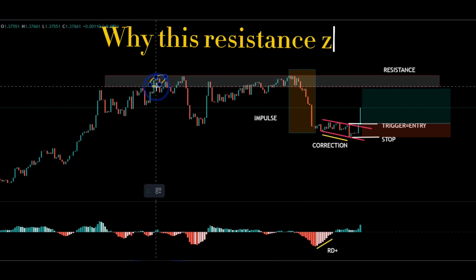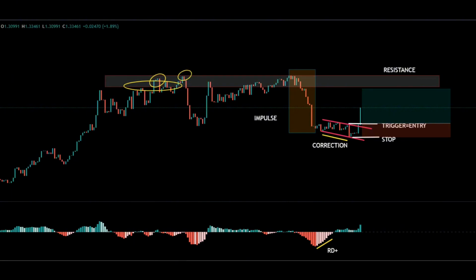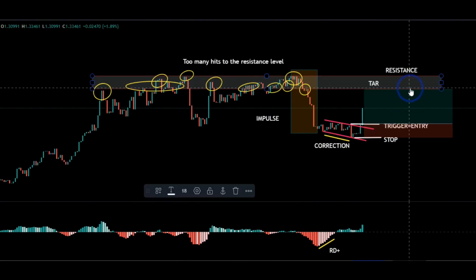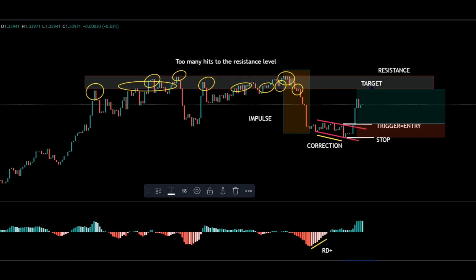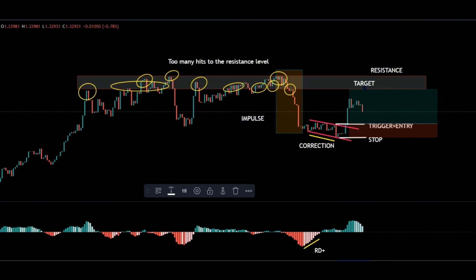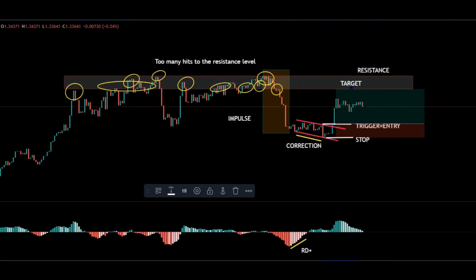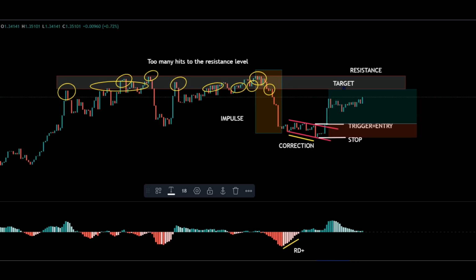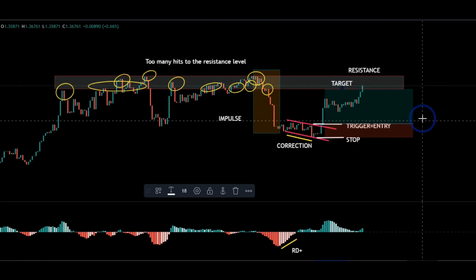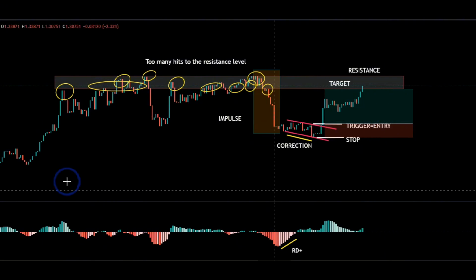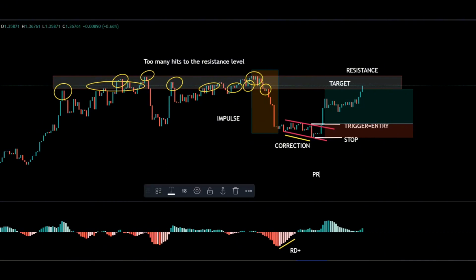Why this resistance zone? Because this level has been defended numerous times, and the high number of touches and rejections here confirms that it's a key level. Therefore, we place our target at this zone, where we aim to capture significant profit. As we have seen in this example, we can achieve around 2.56R in profit, which is an excellent result.